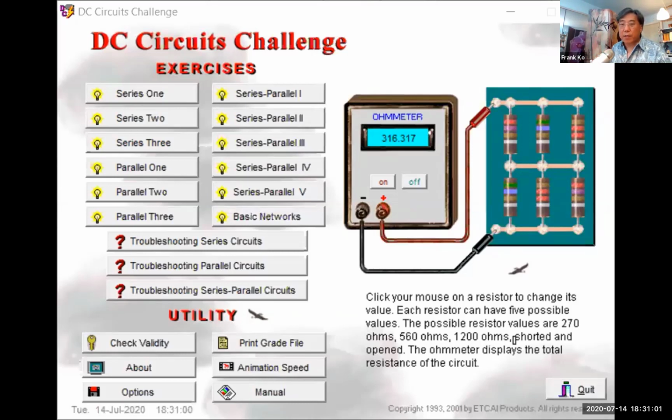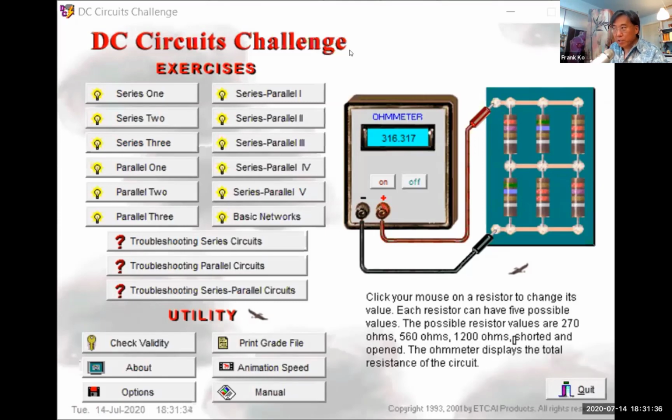There's 2 zip files in Canvas that you have to open. And you get to practice more series circuits, parallel circuits, and series parallel. So there's a lot more that you get to practice. In this particular one, we will only assign up to series parallel 4. You won't have to do the last 2. You won't have to do series parallel 5, nor do you have to do basic networks, okay? So on the DC Circuits Challenge, you're only asked to do the first 10.